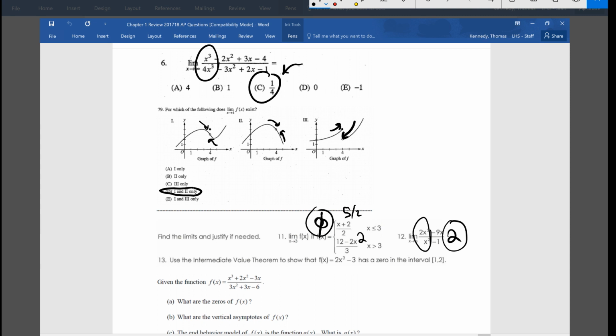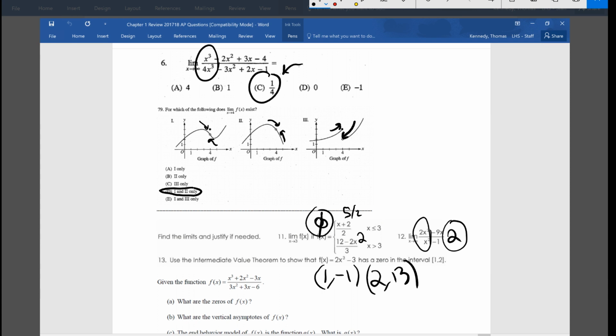Use the intermediate value theorem to show 2x cubed minus 3 has a 0 on the interval [1, 2]. Intermediate value theorem says that on an interval, you have to go through every single y value in between. So what we do to prove this is we plug in 1 and 2 into this function. If I plug in 1, I get -1. If I plug in 2, I get 13, for 2 times 8 minus 3.